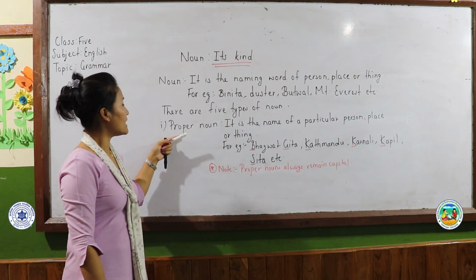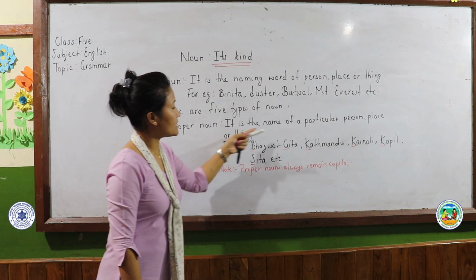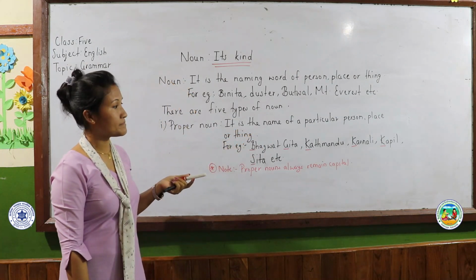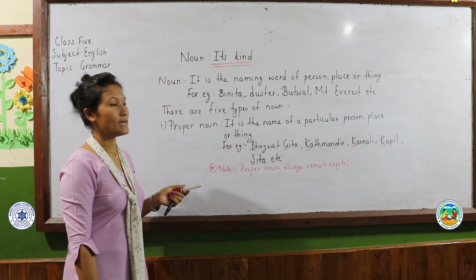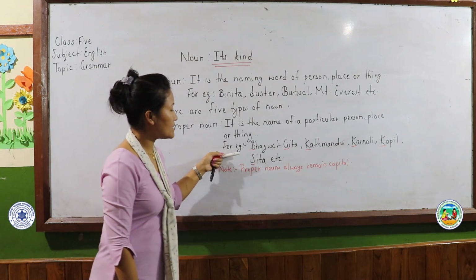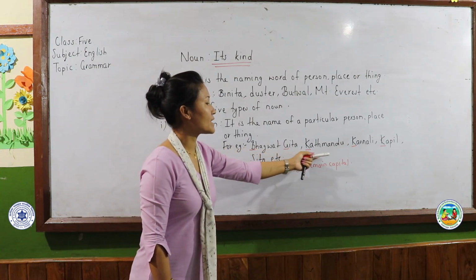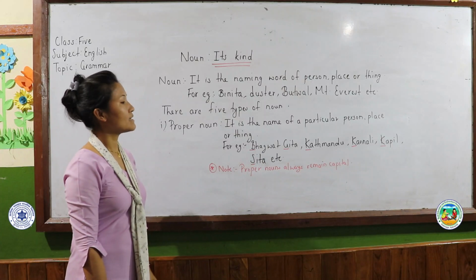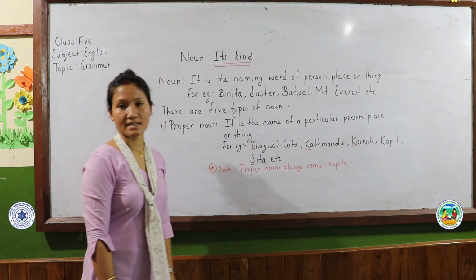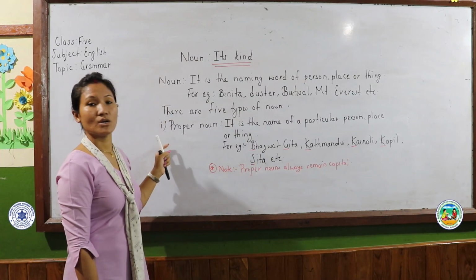Now once again, let's see it. Proper noun, it is the name of a particular person, place or thing. For example, Bhagavad Gita, Kathmandu, Karnali, Kapil, Sita, etc. Now this is about proper noun.